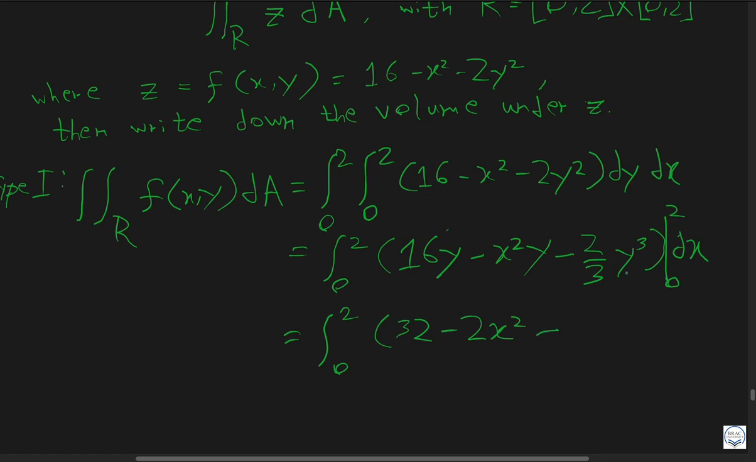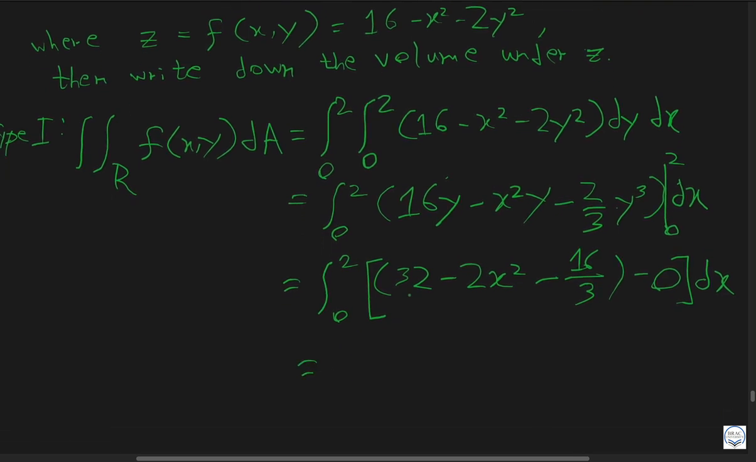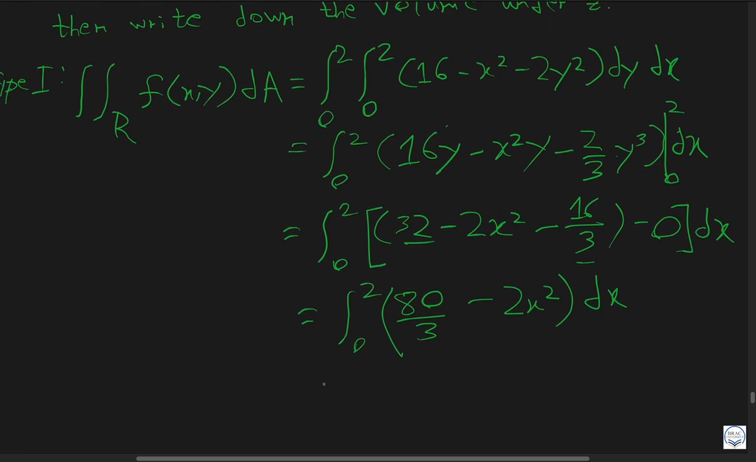x is kept as it is, and for y cubed we substitute 2, so 2 cubed is 8, 8 times 2 is 16, 16 by 3. All three terms become 0 at the lower limit, because 16 into 0, x squared into 0, or 2/3 into 0 cubed is all 0, so we subtract 0, and then we have to integrate with respect to x. Let's simplify a little because both of these are constants: 32 minus 16 by 3 is 80 by 3, minus 2x squared dx.